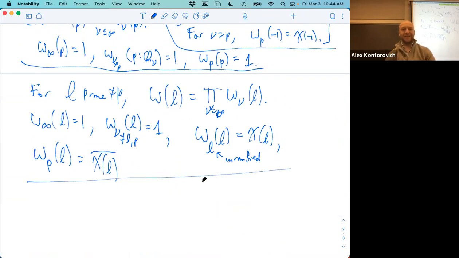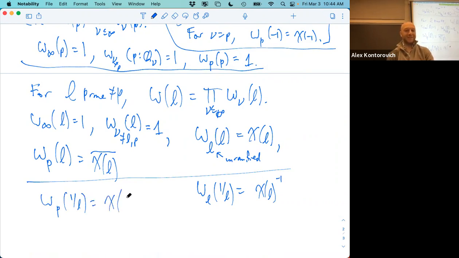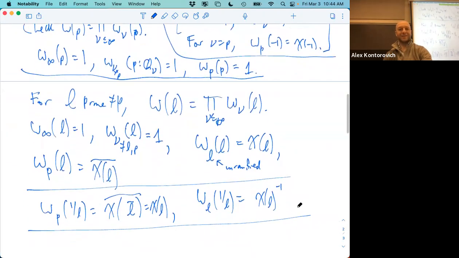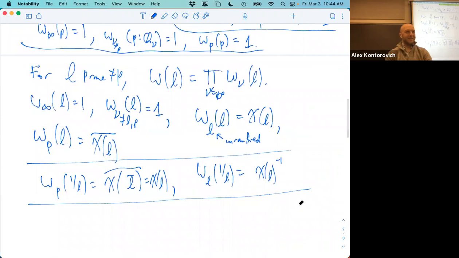Should I do the last thing? The last thing is the same thing, except if I have 1 over L, I get chi of L to the minus 1. And if I take omega p of 1 over L, I get chi of 1 over L, which is L bar, which is chi of L. So that's the last thing we check. The rest of it is because the bar is connected to that. Right.